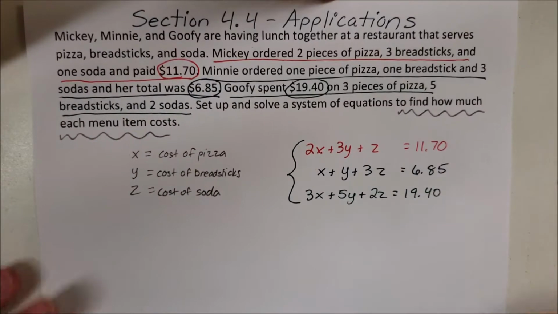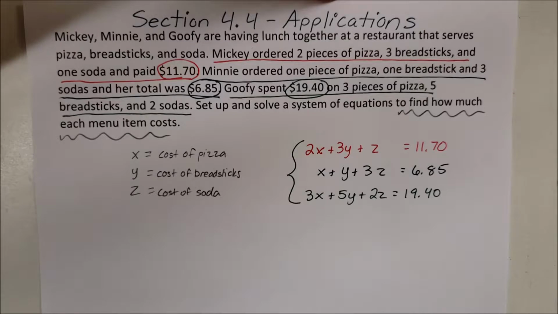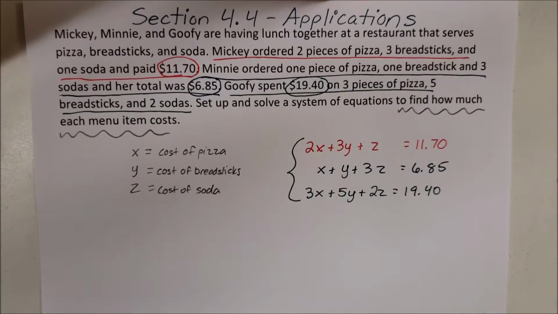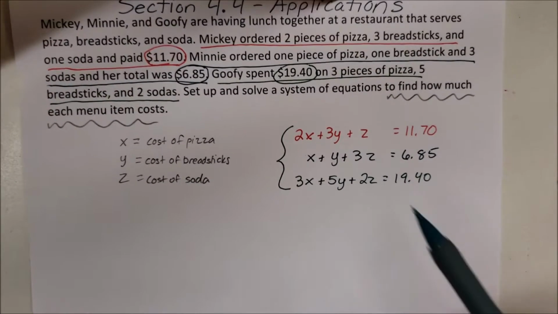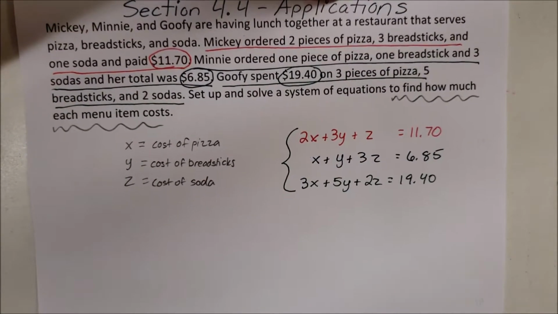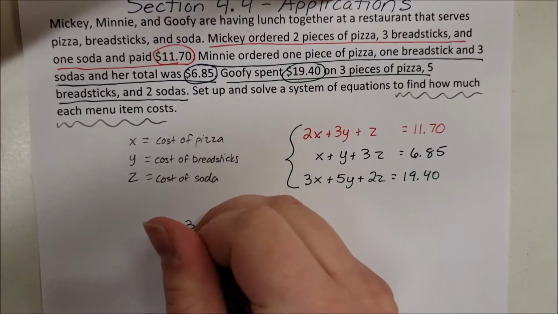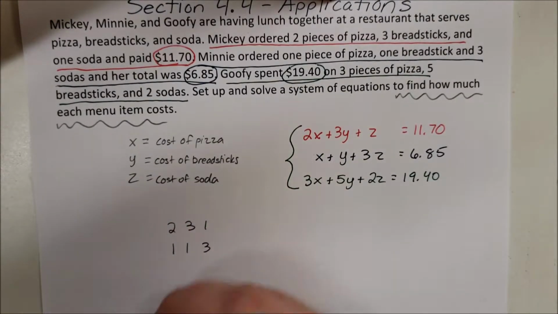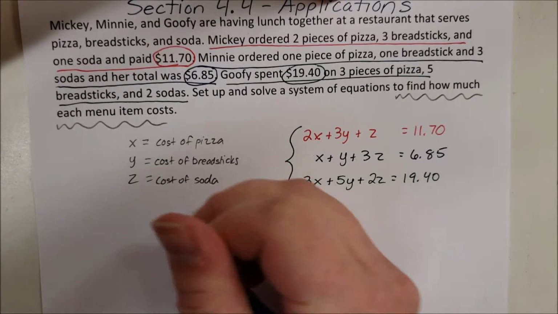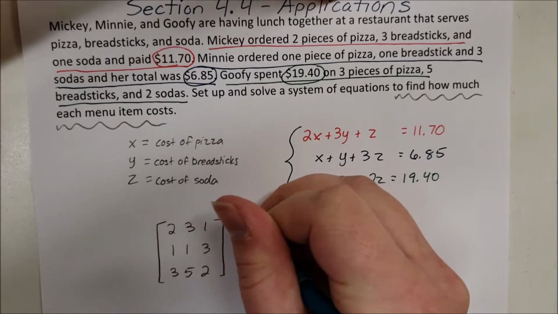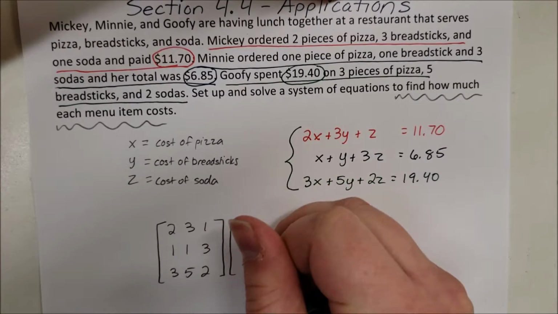Now I have a system of equations. We're going to solve that the exact same way we just did in the last section, by setting up a matrix equation, finding our inverse, and then using that to answer our question. Based on what we did last section, the first thing I have to do with this system is turn it into a matrix equation. So I'm going to grab all of my coefficients: a 2, 3, and a 1, a 1, 1, and a 3, and a 3, 5, and 2 for my coefficient matrix. I need my variables of x, y, and z.